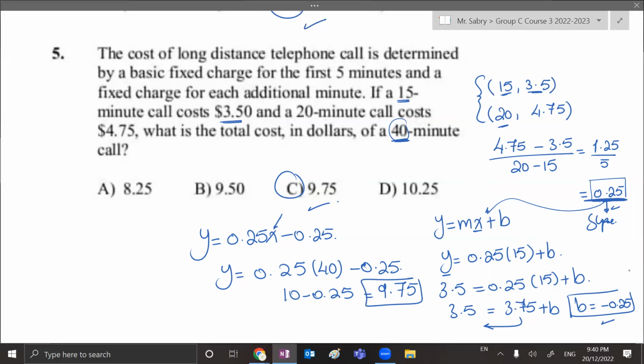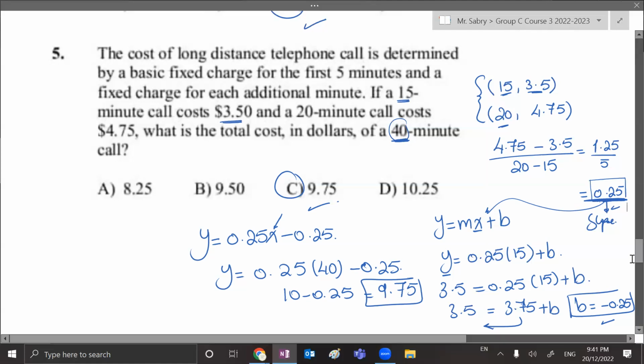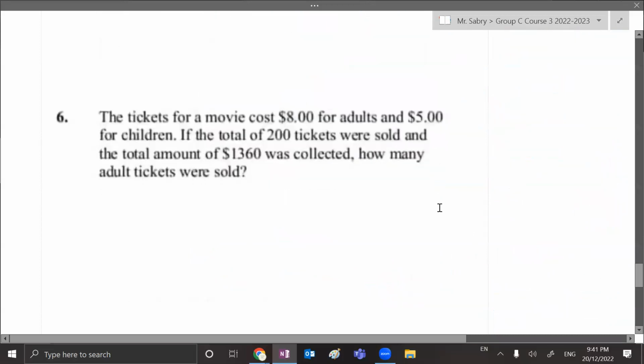Very good thought anyway. The idea that you took the difference and said it's within 5 minutes, this is a very smart thought as well. So that's good. Thank you. Thank you, Omar.